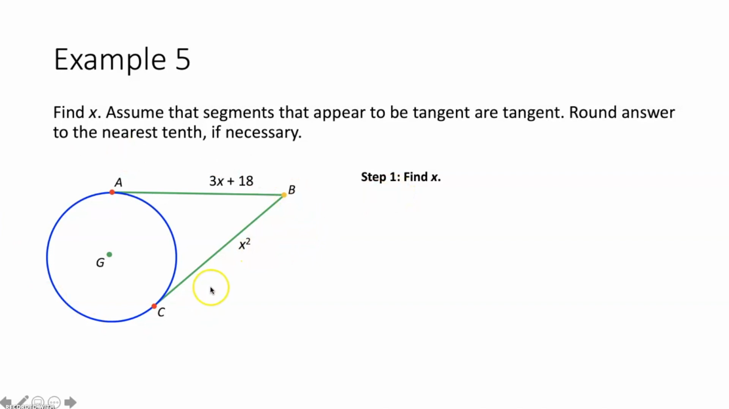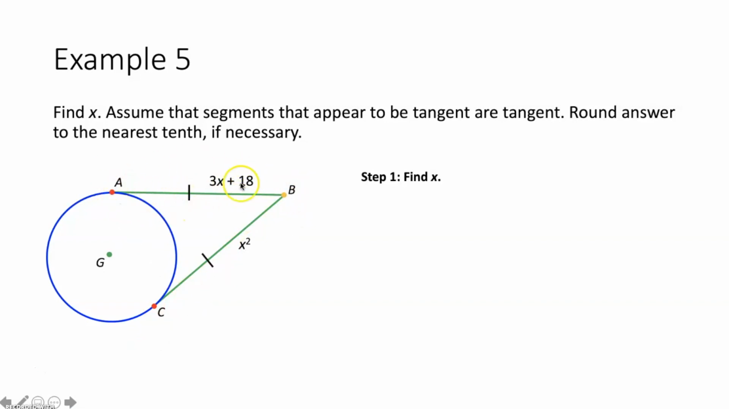So in this example over here, X appears in the measure of segment CB and in the measure of segment AB. So we need to figure out how are these 2 segments related. Well, both of these segments are tangent to circle G at points A and C respectively. We also see that these 2 segments are tangent to the circle from a point outside the circle. They both intersect at point B. Therefore, by that theorem, we know that 2 segments that are tangent to a circle from a point outside the circle must be congruent to each other.